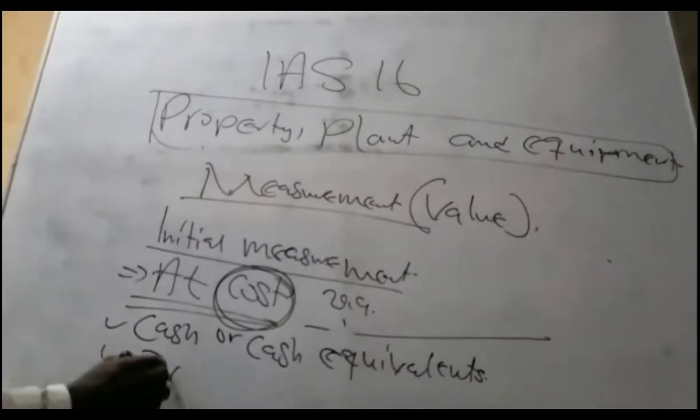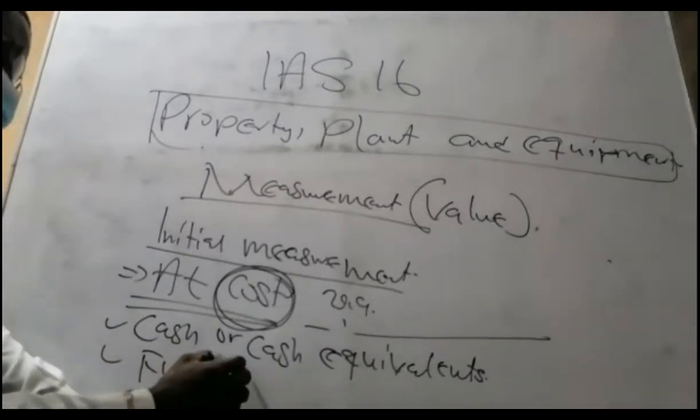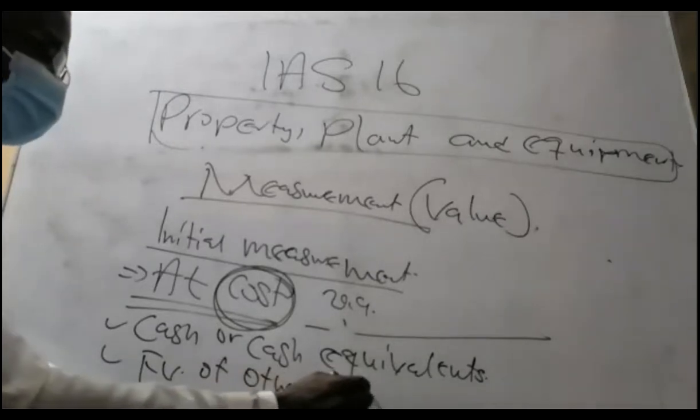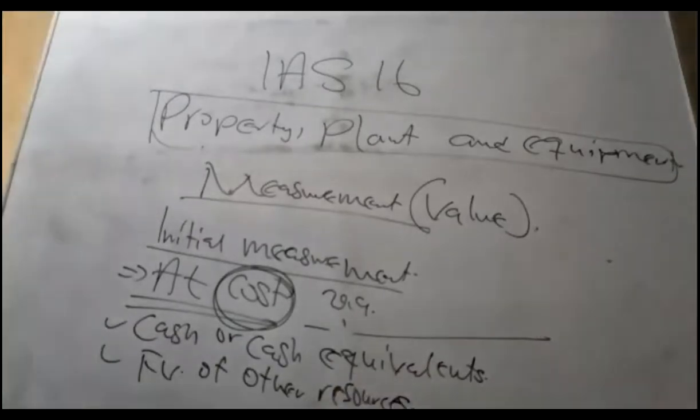Fair value of other resources transferred. Fair value of what? Other resources transferred. So you can acquire PP with cash or cash equivalents, or you can also transfer other resources to acquire it. We are done with the cost.